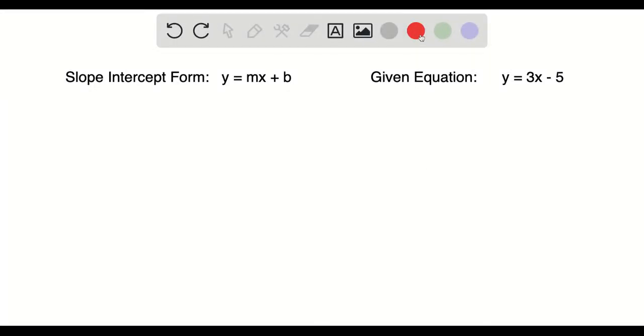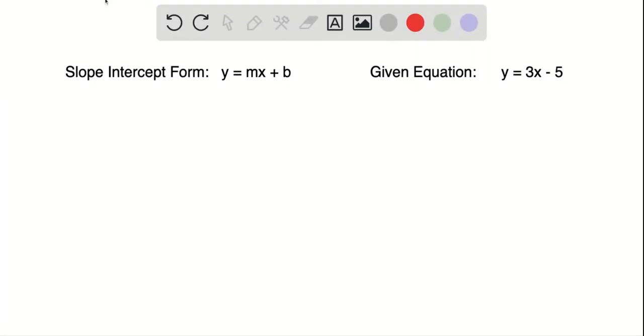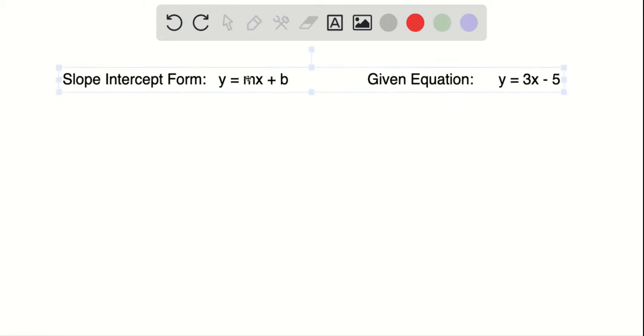In this example, we're going to be looking at how we find slope and y-intercept when given an equation in slope-intercept form. Before we get started, we want to make sure we know what slope-intercept form is, and then we'll answer the question.